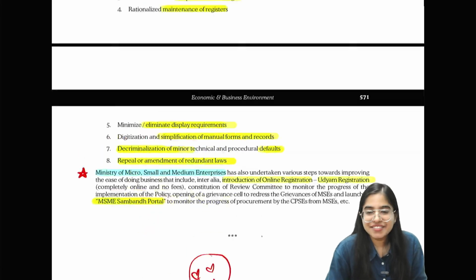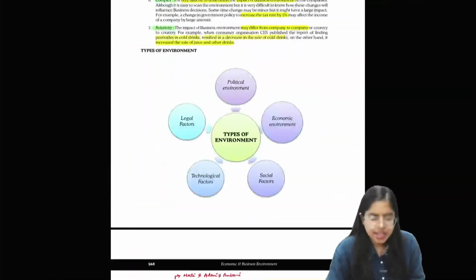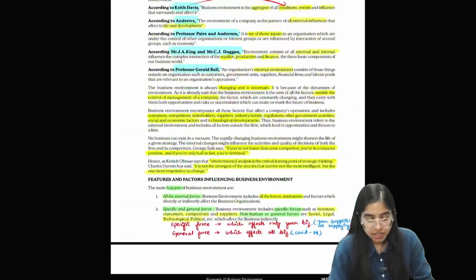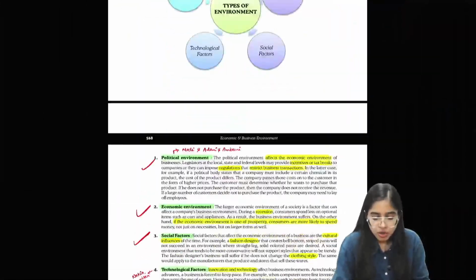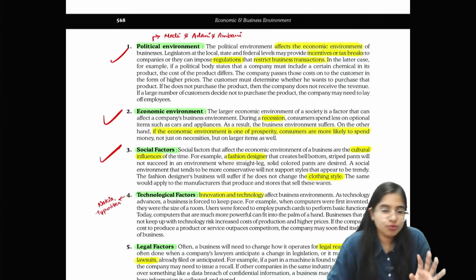Yes, with this we are done with this chapter. This chapter is very easy. There are some things which you have to remember, I'm telling you. The first half is very easy: what is business environment, what are the features of business environment, what are the types of business environment. This will be revised in 5 minutes, not more than 5 minutes.